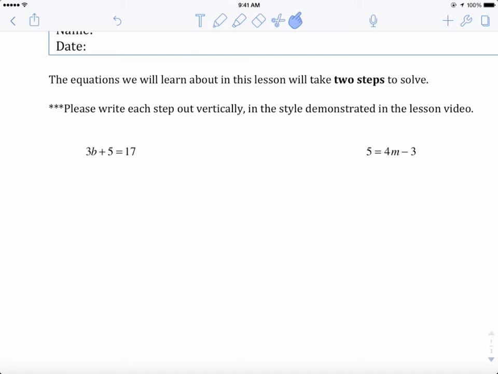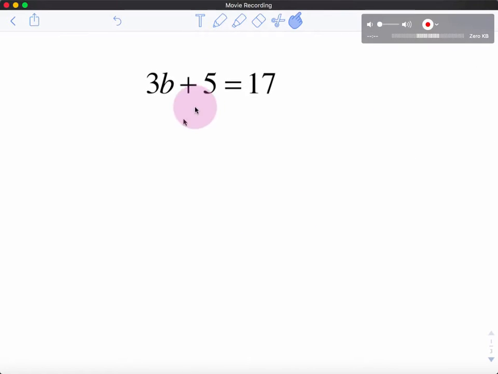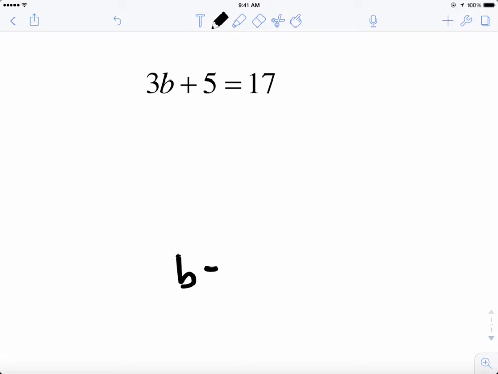So let's take a look at our first one. 3 times b plus 5 equals 17. Now this is a nice and easy starting equation. Perhaps you can tell immediately what this number needs to be. And indeed, b is going to have to equal 4, because 3 times 4 plus 5 does indeed equal 17. So we already know the solution to this equation is 4.